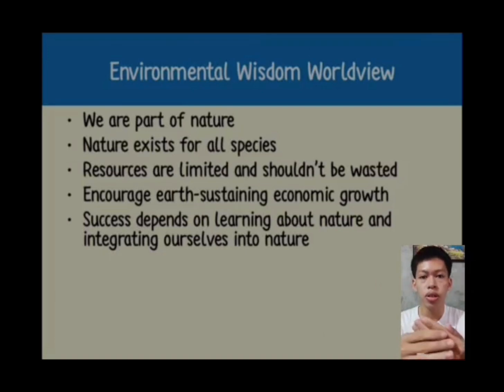So, my explanation of that is, the environmental wisdom worldview sees humans as part of nature, not separate from it. It believes that nature exists for all species. Resources are limited and waste should be avoided. It supports sustainable economic growth and emphasizes learning from and living in harmony with nature.